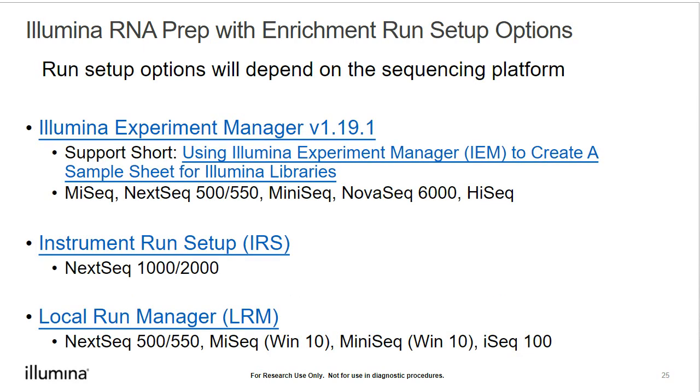Here we have links to different run setup options depending on the platform you're using. The Illumina Experiment Manager software can be used to make a sample sheet for various platforms, and I included a link to the most up-to-date version here that will have Illumina RNA Prep with Enrichment included in those drop-down menus. NextSeq 1000 and 2000 users can refer to the instrument run setup link. And for platforms that are running Local Run Manager, there's a link with more details about setting up a run in LRM. So we are now ready to sequence and generate data for analysis.